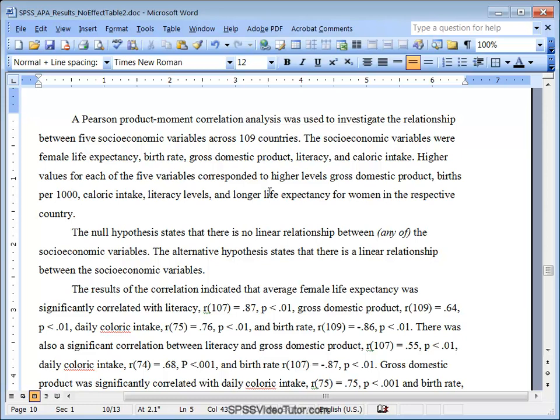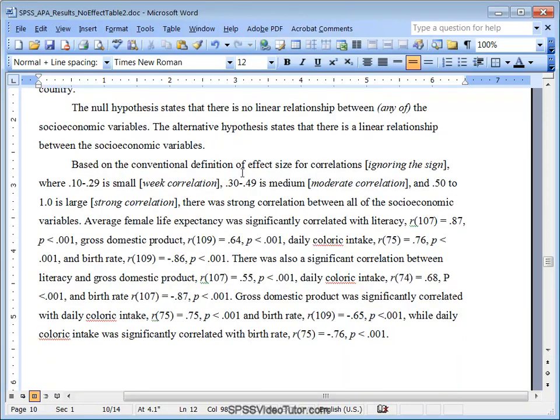The third paragraph is where you actually state the results. Based on the conventional definition of effect size for correlations, ignoring the sign, where 0.10 to 0.29 is small or weak, 0.30 to 0.49 is medium or moderate, and 0.50 to 1.0 is large or strong correlation: There was a strong correlation between all of the socioeconomic variables. Average female life expectancy was significantly correlated with literacy.